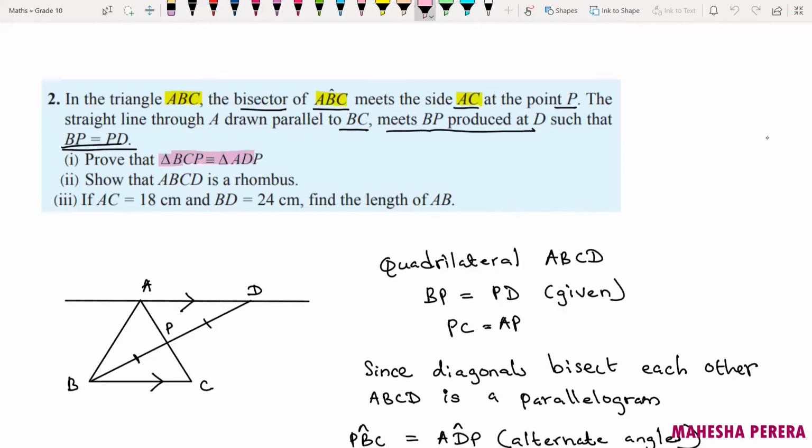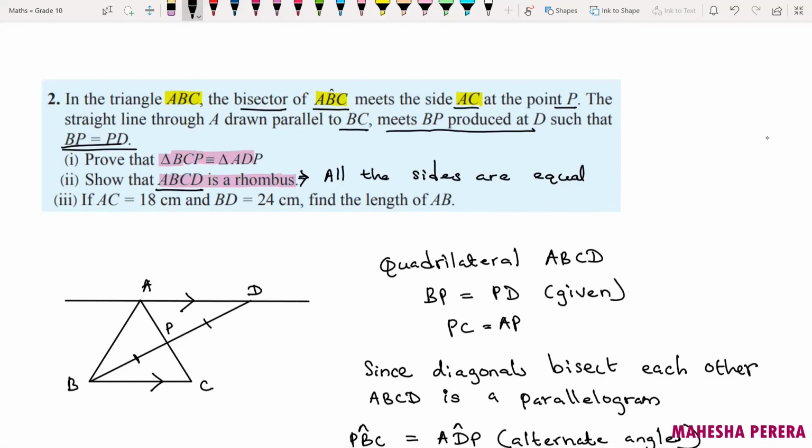Show that ABCD is a rhombus. Right. Do you remember the rhombus? It's a parallelogram that has special properties, right? So one of the properties is all the sides are equal. In a rhombus, all the sides are equal. So if we can prove that all the sides are equal in ABCD, we can easily prove that ABCD is a rhombus. Okay, so let's try to do it.